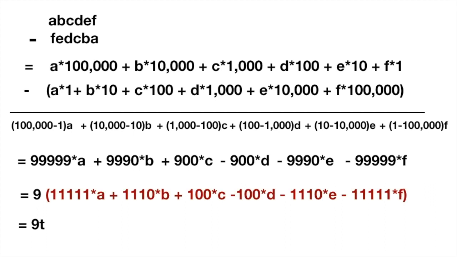Remember, a, b, c, d, e, f are all whole numbers, so this portion is guaranteed to give us a whole number. So we can see how the difference between one number and its reverse always gives us a multiple of 9. We're not done yet. I just showed you that 10 to the power of 5 minus 1 is 99,999, which is a multiple of 9.